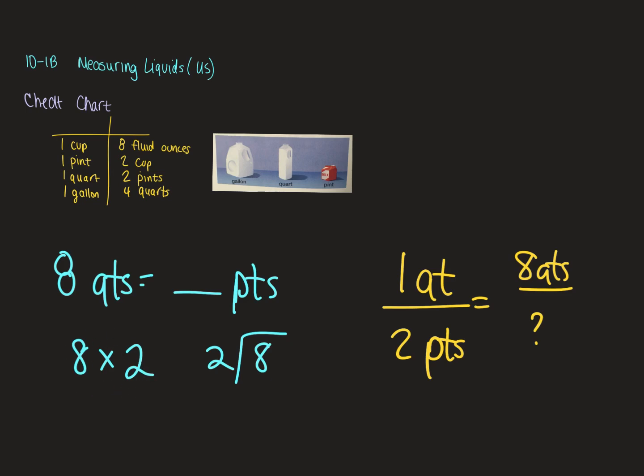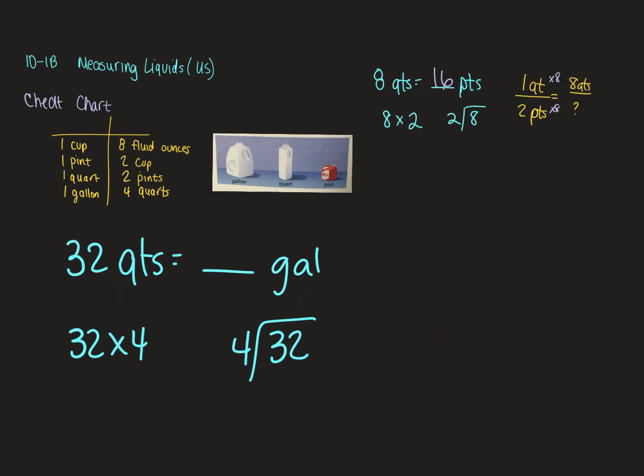Or I can say, what's my pattern? Times by 8, times by 8. It is 16. 8 quarts is 16 pints. Since pints are so much smaller, it's going to take 16 of them to equal 8 of these guys. Pints are a small amount, so it takes a lot. All right, our next question.